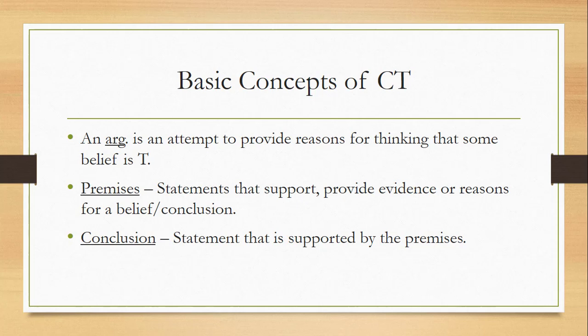So we can look more closely at these components of an argument. The two components of an argument are the premises and the conclusion. Premises are statements that support or provide evidence or reasons in favor of a belief or conclusion. They are what is used to support a conclusion and to try to convince other people to accept a particular conclusion. An argument could have only one premise, but in many cases arguments can have two or more premises.